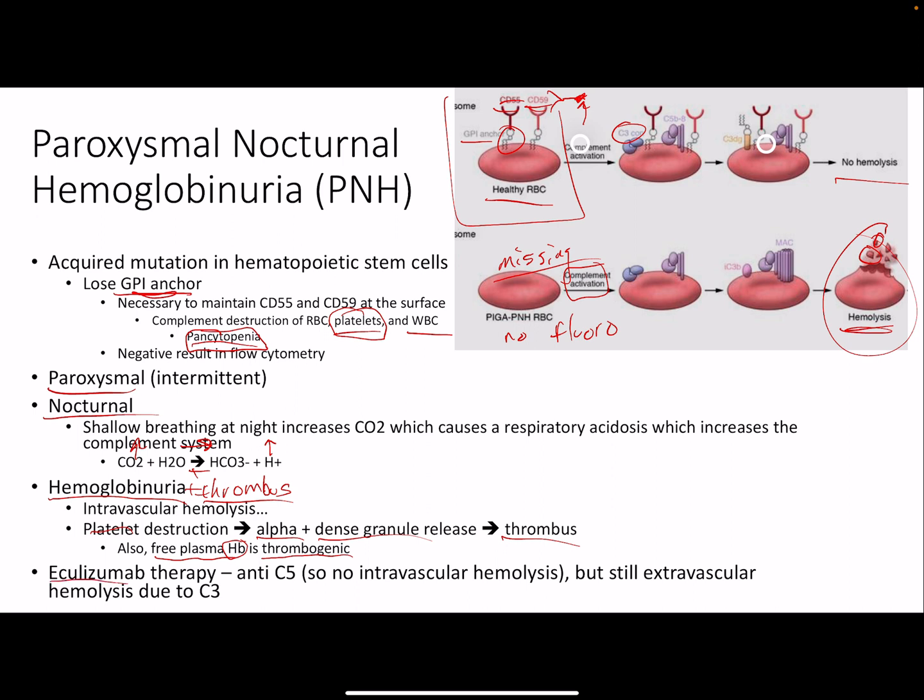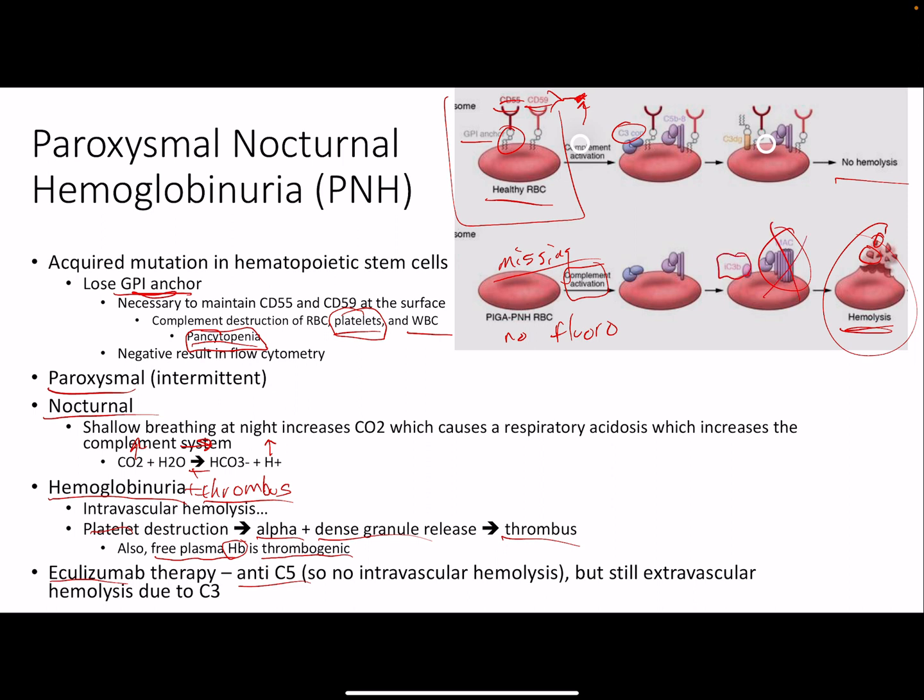So eculizumab, which I'm sure I'm mispronouncing, is going to be an anti-complement protein 5. So if we think about this, complement proteins 5 to 9 are responsible for the MAC complex, which causes the intravascular hemolysis, the osmosis, the flowing in of water into the red blood cell. But remember, we still have C3 bound. So the MAC over here is inhibited, but I still have C3.